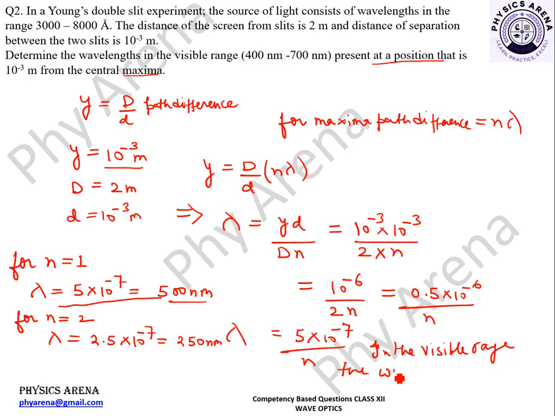So in the visible range, the wavelength present is 500 nanometer, or we can write it as 5000 Angstrom. And that's the answer for this question.